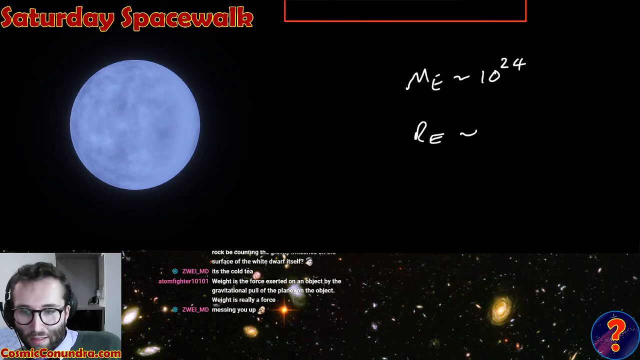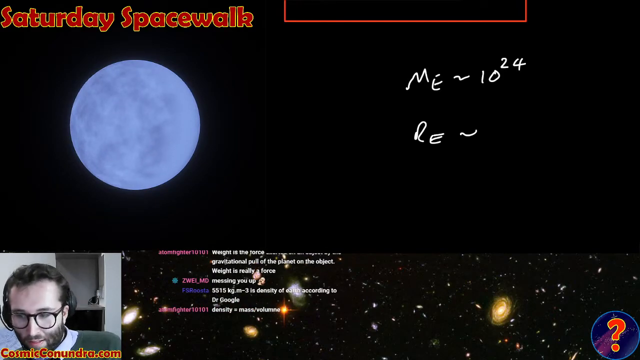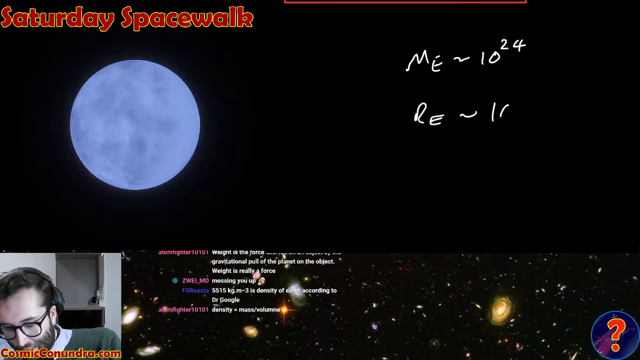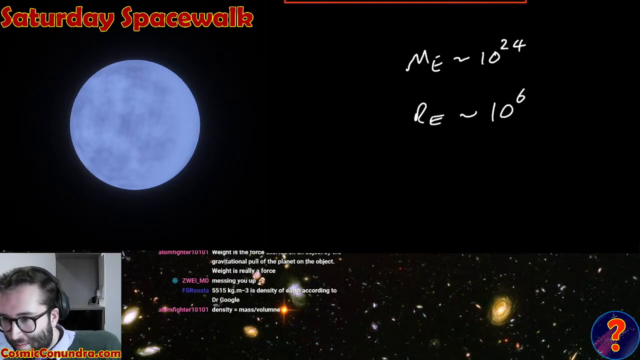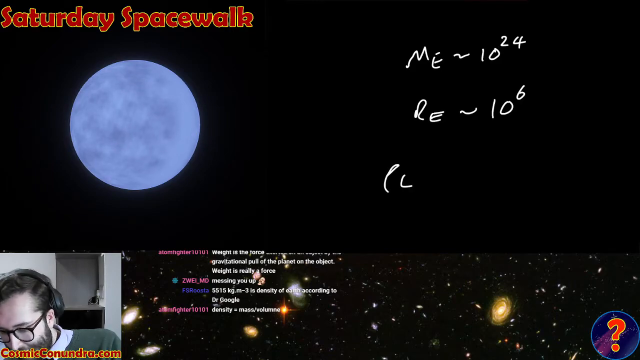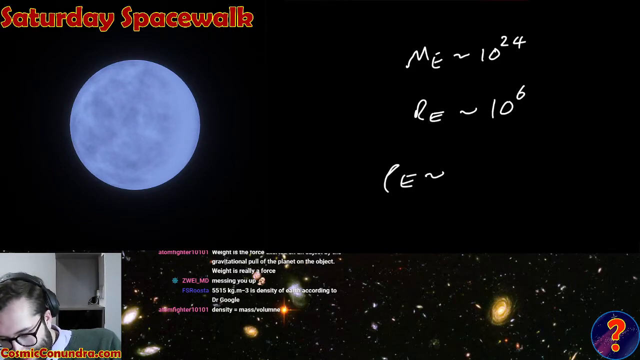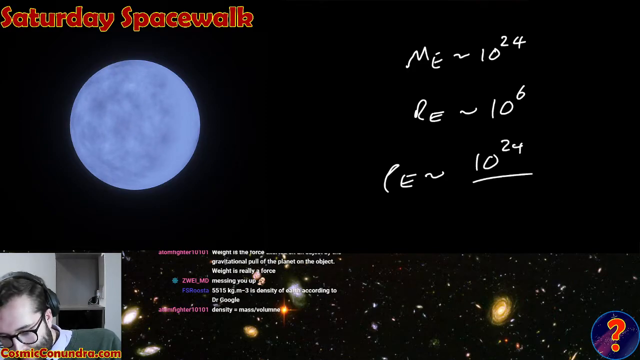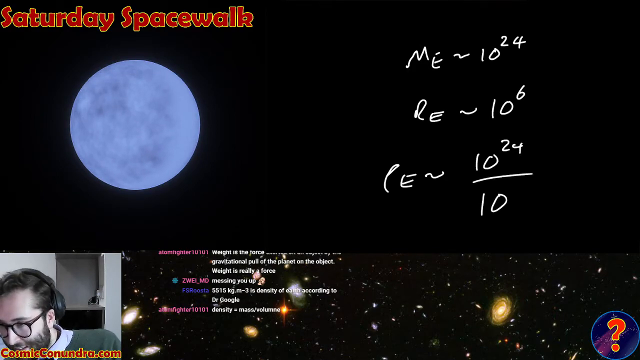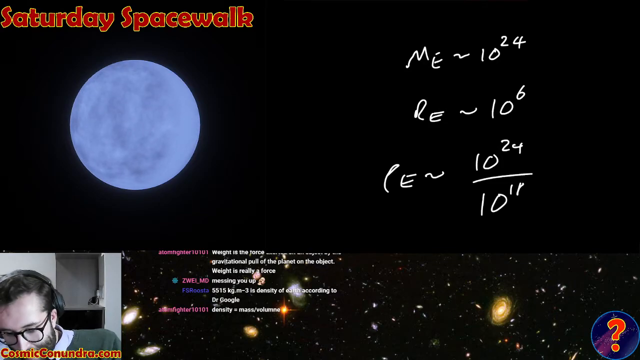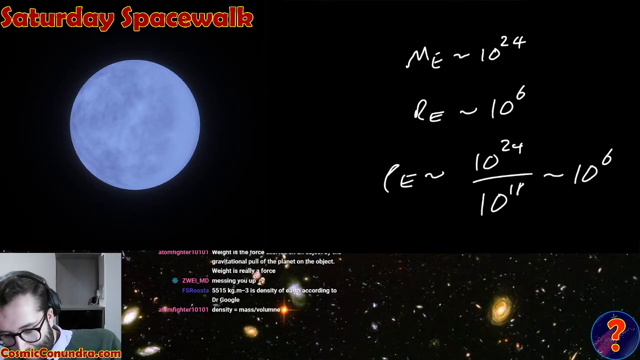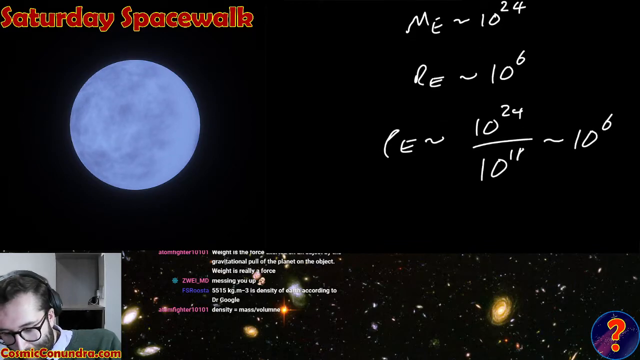6,000 kilometers. So about 10 to the 6 meters. So that means the density of the Earth is roughly 10 to the 24 over 10 to the 6 times 3, 10 to the 18, which gives about 10 to the 6 kilograms per meter cubed.